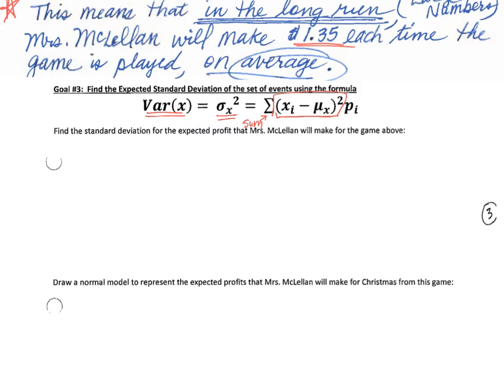$1.35. Okay? My mean is $1.35. And then this is that difference, quantity squared times the probability of that happening. So let's write that out, and then we'll compute. So here we go. The variance.